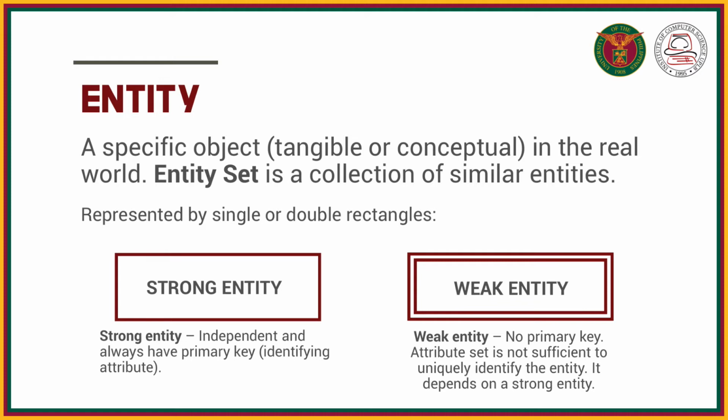On the other hand, we have weak entity denoted by double rectangles. In contrast to strong entity, weak entity are dependent on a strong entity. Similarly, this also describes an object, tangible or conceptual, but the set of properties or attributes that a weak entity has is not sufficient enough to derive a key attribute. So meron siya mga properties but not strong enough to designate an identifying attribute. So it has to depend on a strong entity. Additionally, the existence of a weak entity depends on a strong entity.